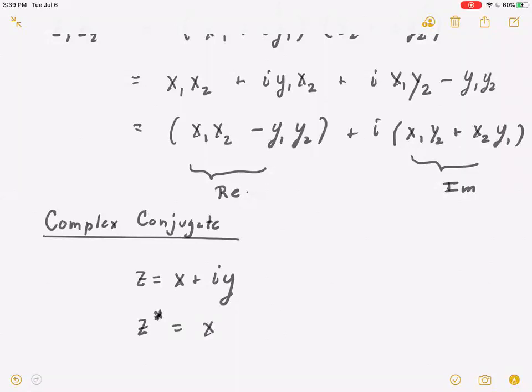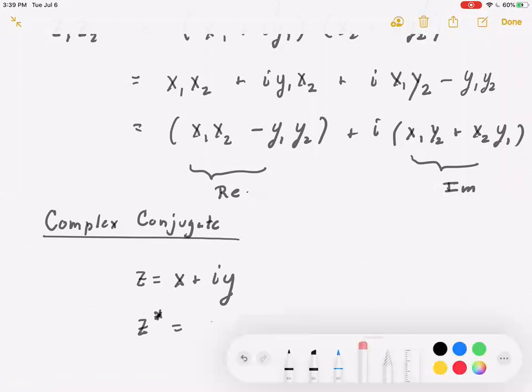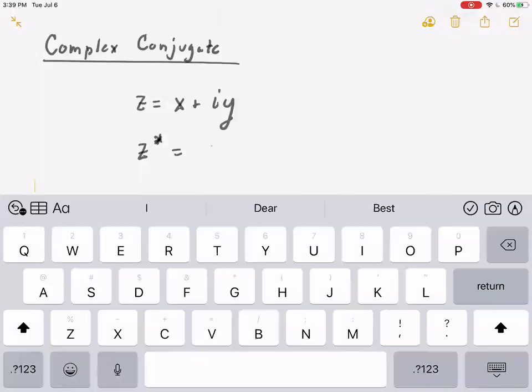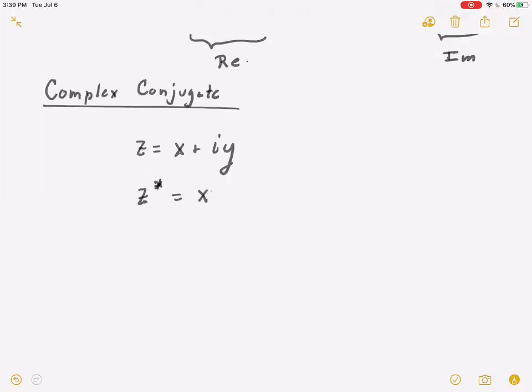Well, what that simply means is you take your original complex number, and you replace i by minus i. That's all you do. There are some authors who use z with a horizontal bar on top of it to define a complex conjugate.